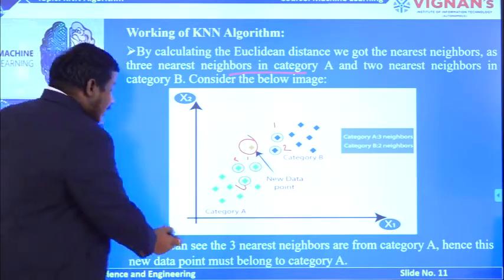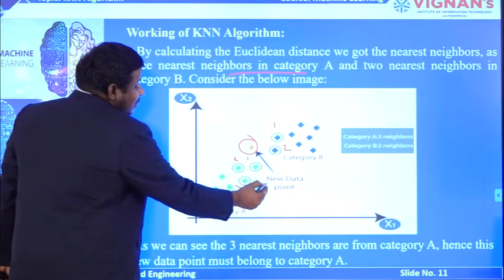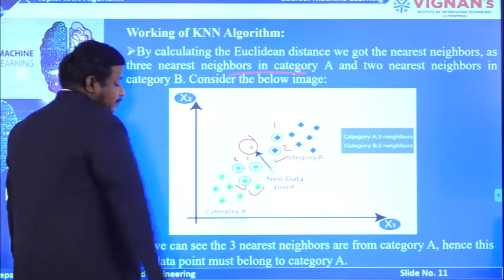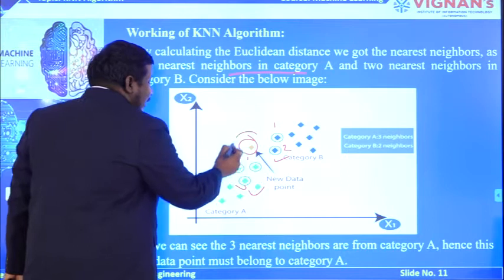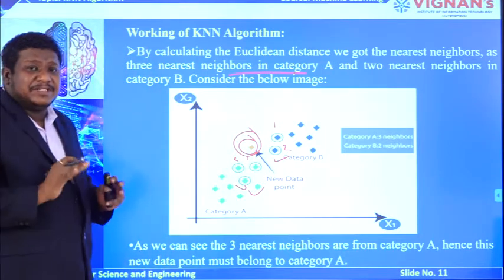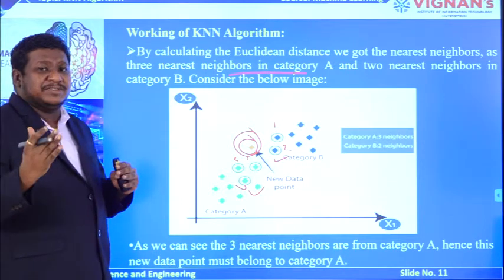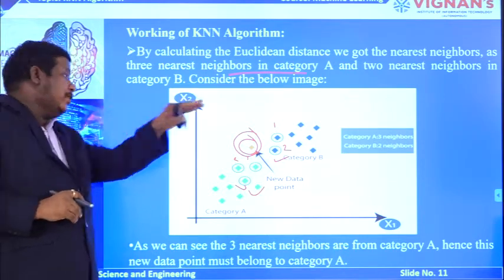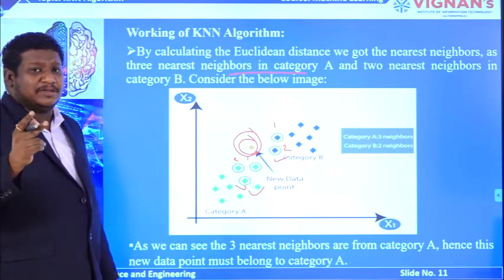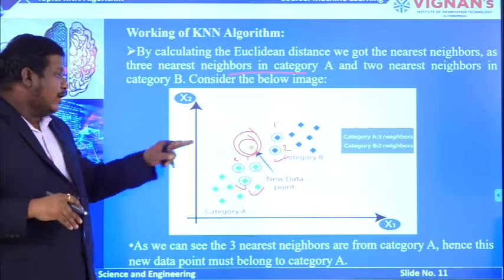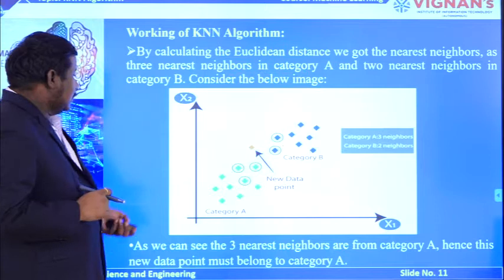As we can see, the 3 nearest neighbors are from category A. So 3 are there in category A and similarly 2 are there in category B. So now, for whatever new data point we have, our condition is: whichever category has the more neighbor points, we are going to assign our new data point to that category. A has 3 neighbors, B has 2 neighbors, so automatically we are going to assign our new data point to category A.